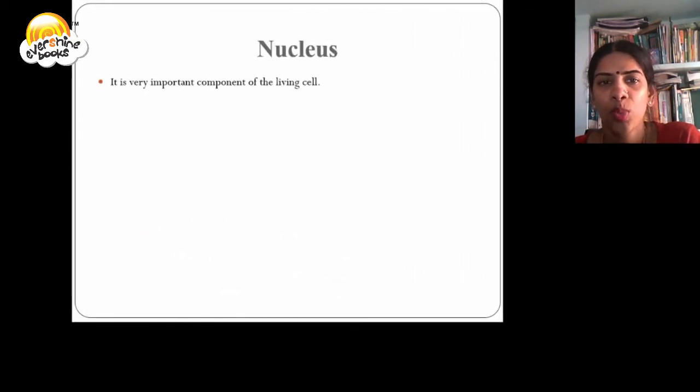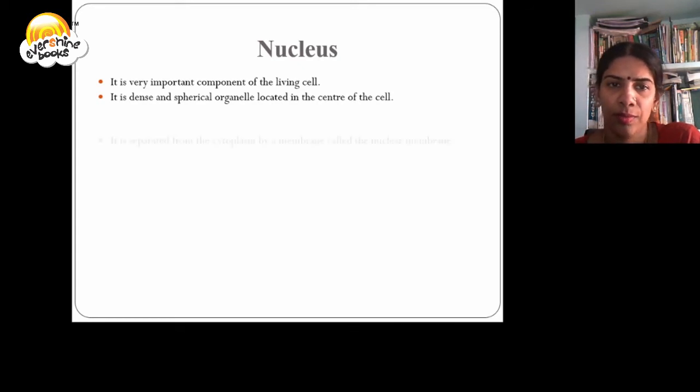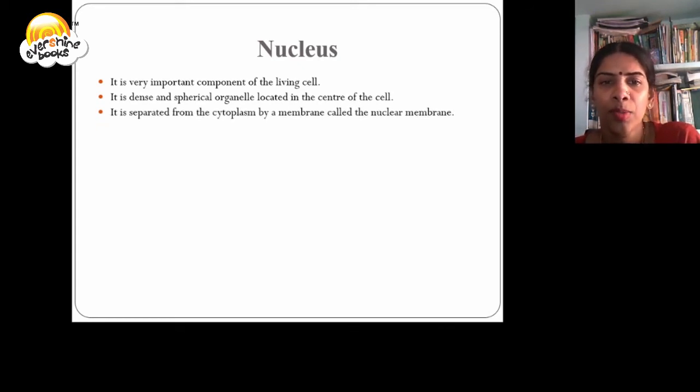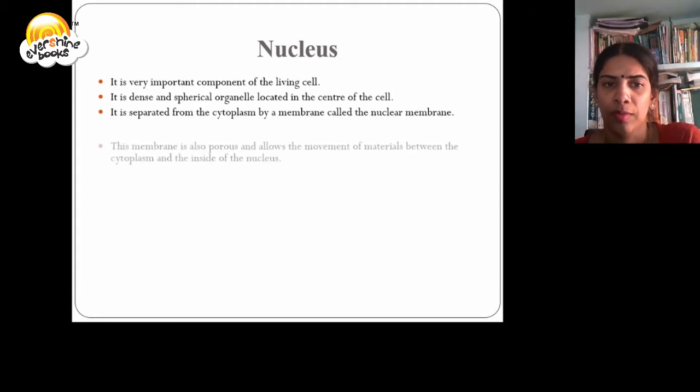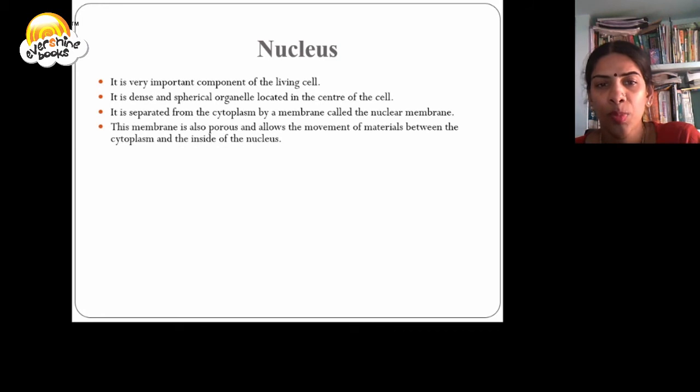Nucleus. It is a very important component of the living cell. It is a dense and spherical organelle located in the center of the cell. It is separated from the cytoplasm by a membrane called the nuclear membrane. This membrane is porous and allows the movement of materials between the cytoplasm and the inside of the nucleus.